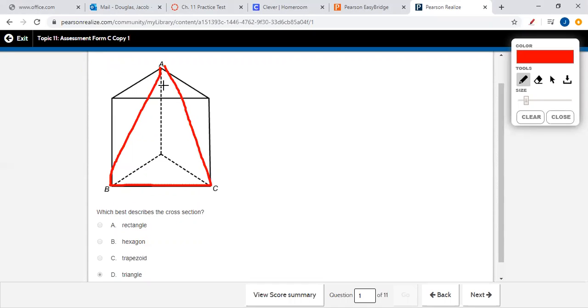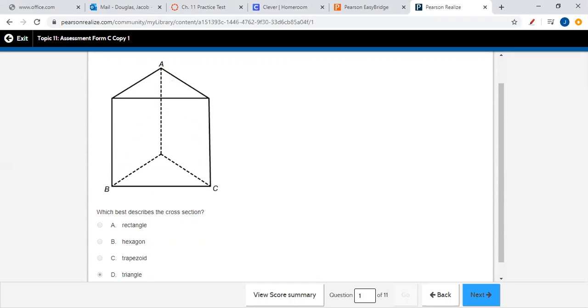So if you notice that, now within a real 3D model, this would actually be shaded in, and you can see all that. But what shape is that looking like? Well, it's not a rectangle, not a hexagon, not a trapezoid. So within this one, it has to be a triangle. All right, so number 1 is a triangle because it hits those 3 points, A, B, and C. All right, and then moving on.